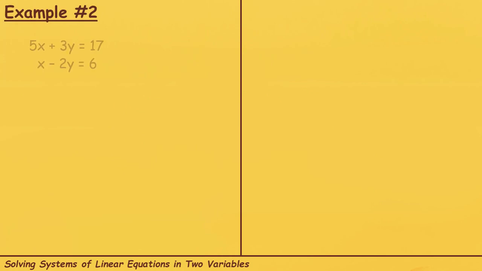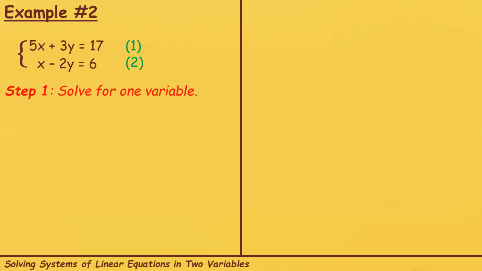Example number 2. Let us say we have 5x plus 3y is equal to 17 and x minus 2y is equal to 6. This is the first equation and this is the second equation. Let us add this symbol, the curly bracket, to tell that this is an example of systems of linear equations. Okay, step 1, solve for one variable.